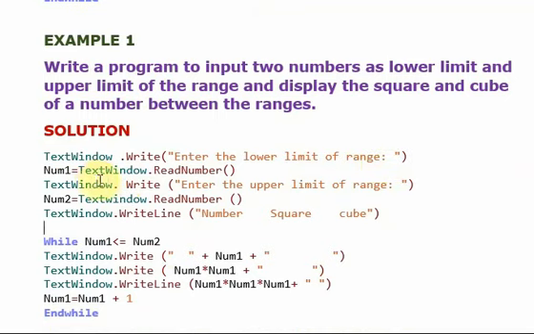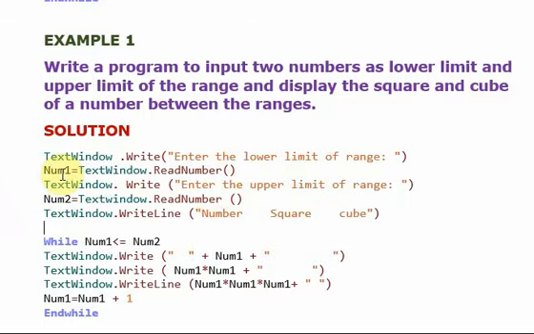Then in the text window, read number, right? Whatever number you type, when it executes the next line it says read, so it will take that value and put it into this variable.